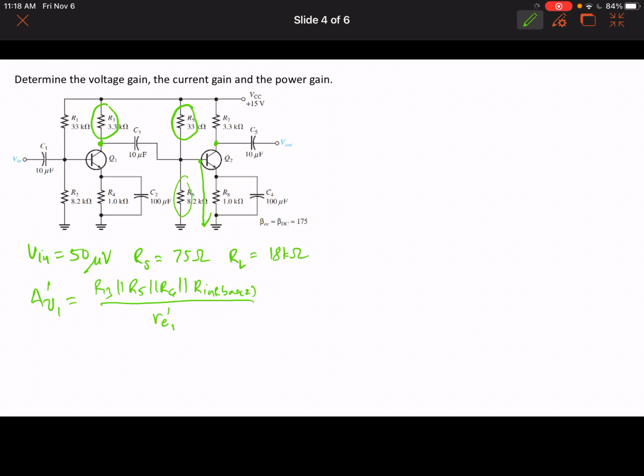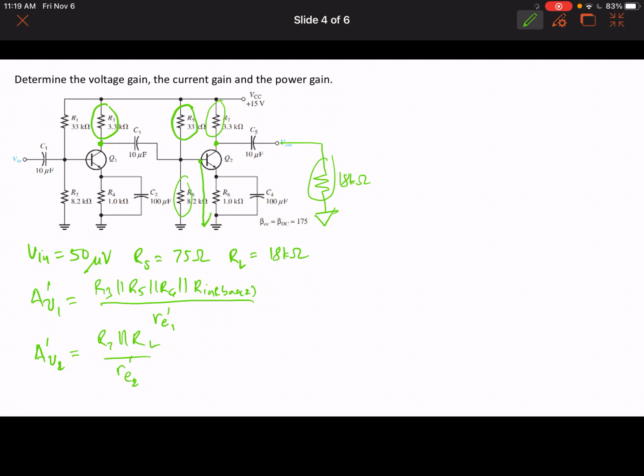Okay, RE1 prime. Now at this point, the voltage gain is given by whatever the AC signal sees here. Since we have a load of 18 kilo ohms here, it sees this and this load as a parallel equivalent. So we have RC equal to R7 parallel to RL, okay, divided by RE2 prime.